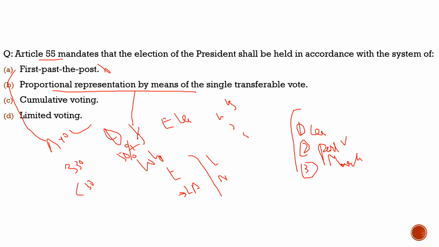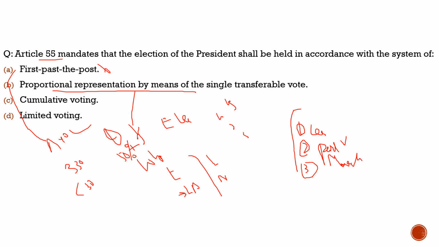I hope you understood it and got the concept of what Article 55 deals with. It deals with the quota. The Indian Constitution requires that the president be elected in accordance with the system of proportional representation by means of the single transferable vote. It discussed how the quota can be achieved and all the related matters. So with this, we complete today's discussion, along with the static topic also.